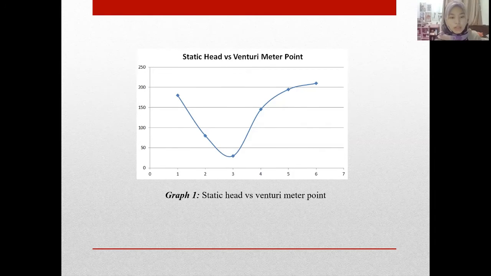Firstly, graph 1 represents the static head versus Venturi meter point. Based on graph 1, the static head value is maximum at point C, and the value is 210 mm. The value starts decreasing from point 1 at 180 mm to 30 mm at point 3. As you can see, this drop. And then it begins to increase again until it reaches the maximum value at point C.